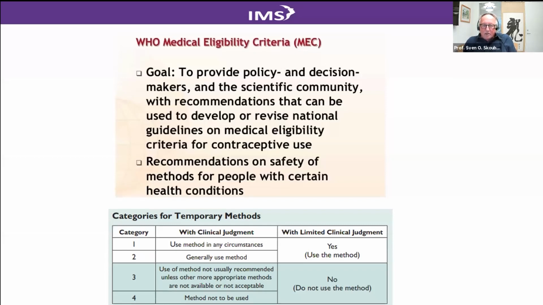Category 1 is a method that can be used in all circumstances, and also in situations where there is at least limited clinical judgment during use. And category 4, the method should not be used. So this is the MEC criteria, a very practical tool to secure that the guidance and counseling you give is in accordance with the results of the best research dealing with the different comorbidities that may exist.